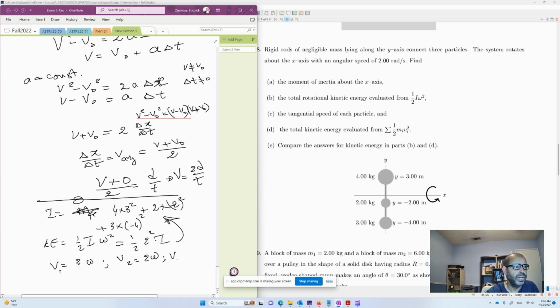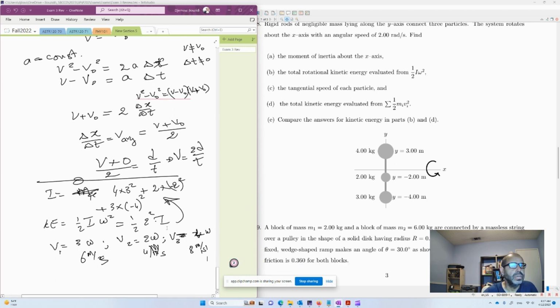And V3, the speed, not the velocity. Okay, V3. The question is asking for the speed. So V3 is again equal to the distance, 4, times omega. Okay, so we have that, and omega is 2, by the way. So this is 6 meters per second, this is 4 meters per second, and this is equal to 2 times 4, which is 8 meters per second. Those are the speeds, okay?